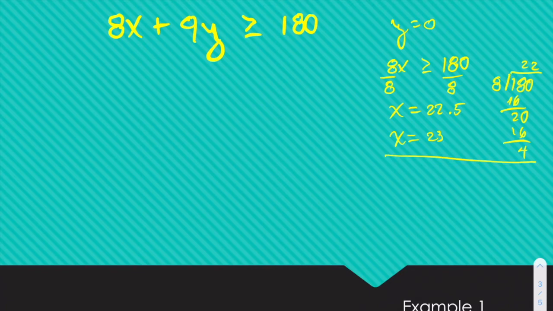Well, that's going to take x being 0, so that's going to give me 9y is greater than or equal to 180. And divide by 9. So that's 180 divided by 9. 2 times 9 is 18. So that gives me 0, and I got to put a 0 there for 20. So that gives me y equals 20. And so those give me my boundaries.